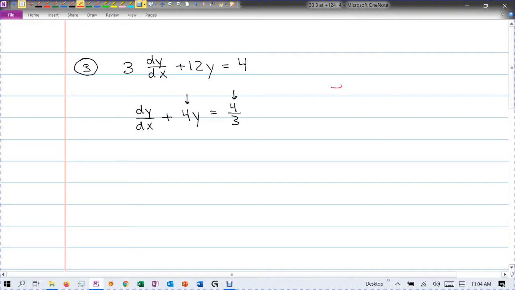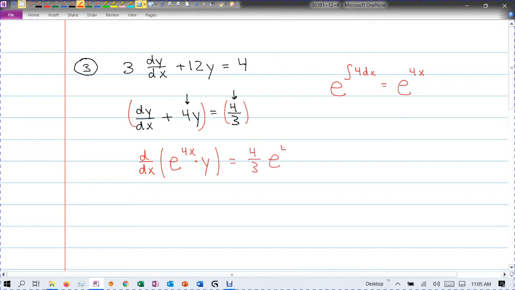So I need to find the integrating factor, e to the integral of 4 dx. And that is e to the 4x. So the antiderivative of 4 is 4x. So I'm going to multiply this left side by the integrating factor and multiply the right side by the integrating factor. Now, to save myself some time, I know the left-hand side, at the end of the day, is turned into the derivative of the product of the integrating factor and y. Now, the right-hand side is that 4/3 times my integrating factor. So that's a little bit different. This time it's not 0.